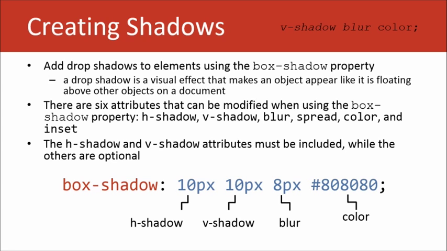There are 6 different attributes that can be modified when using the box shadow property, and those are H shadow, which is your horizontal positioning of the shadow, or how far off from the shape itself the shadow is horizontally. The vertical shadow, which is how far off the shadow is vertically from the shape. Then you have your blur level, your spread, and then your color. And then finally you have inset as well. Today we're gonna go ahead and show you just H shadow, V shadow, blur, and then color as well, okay?